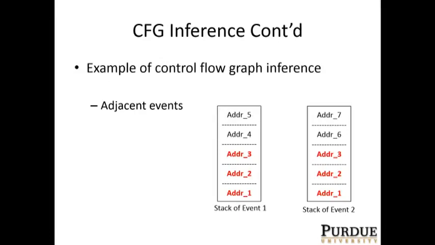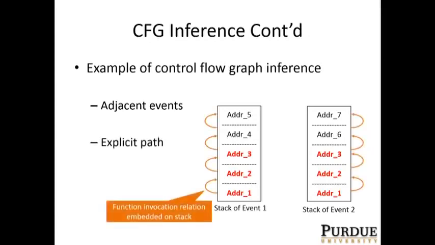Here we give an example for control flow graph inference. Assume we have 2 adjacent events, event 1 and event 2, in the log, and both of them have their own application stack trace. The first program path we can infer from the log is the function invocation relation embedded on the stack. We call it explicit path.